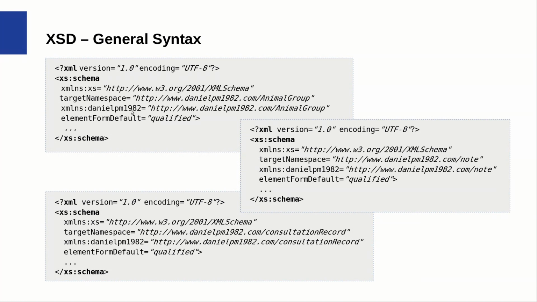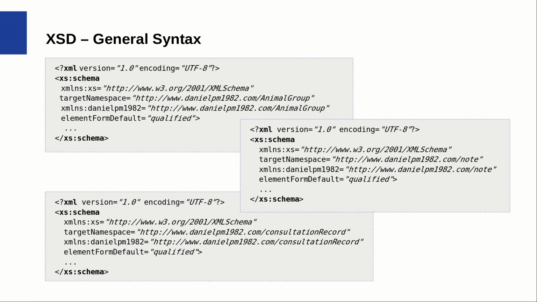Right below, we set a custom namespace with the exact same URI of the target namespace, so that we can have access to that namespace and set this custom namespace to a custom prefix, as usually we're setting it to DanielPM1982. And right below you have the elementFormDefault attribute set as qualified. And later we will see the options for this attribute, elementFormDefault.